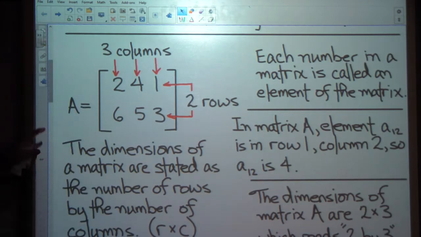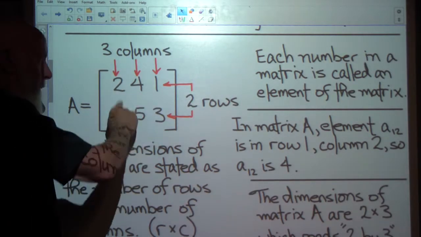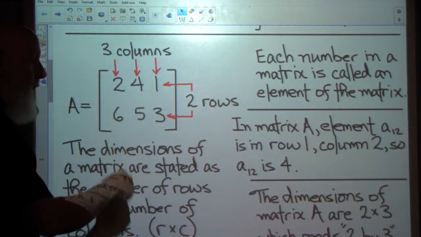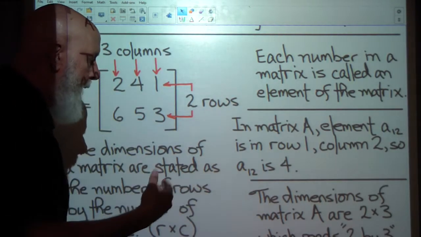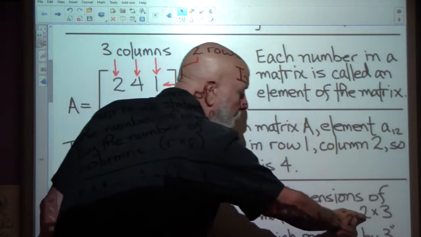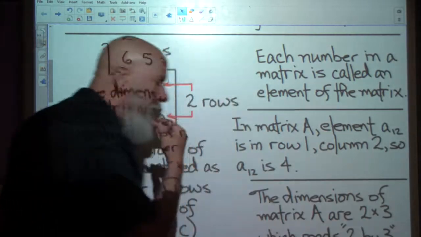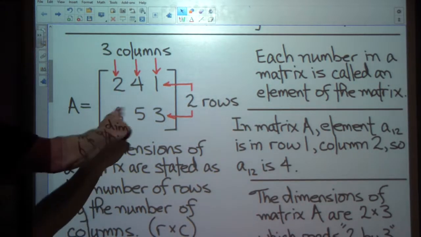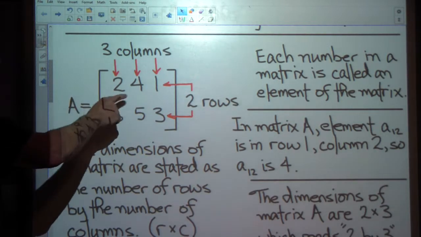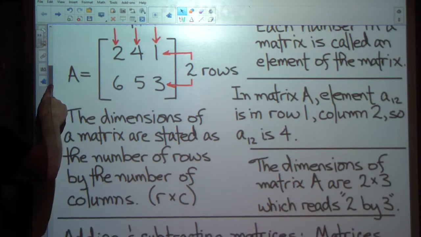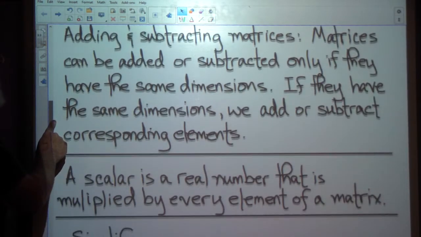All right. The dimensions of a matrix are stated as the number of rows by the number of columns. So there are 2 rows, there are 3 columns, so this would be a 2 by 3 matrix. That's what this says right here. The dimensions of matrix A are 2 by 3, which reads 2 by 3. That's how you say it. So it's a 2 by 3 matrix, an array of numbers in brackets. There we go. That's a matrix.